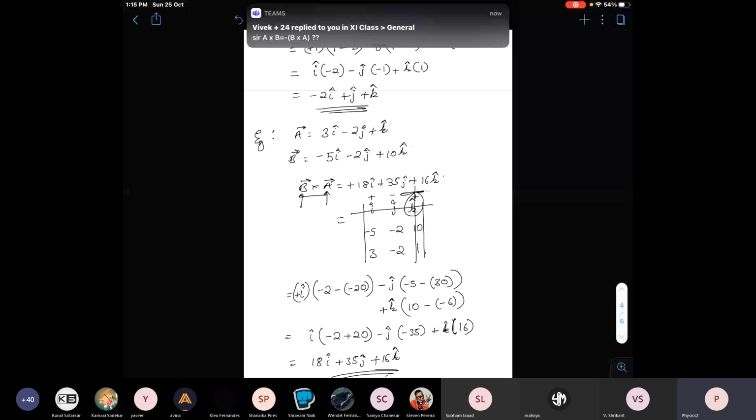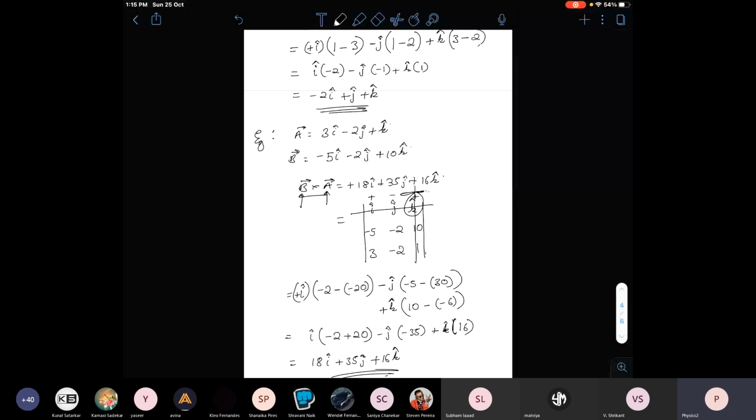That I will explain now. Don't worry about that, I will tell you this. Some points are remaining. Some basic definitions are left, between dot and cross.